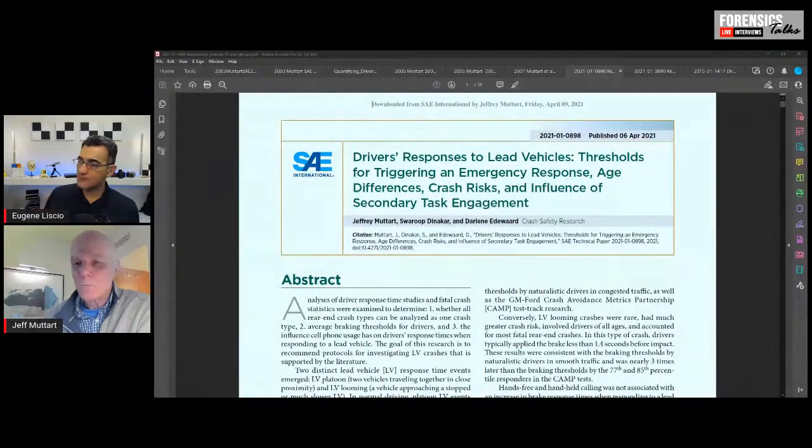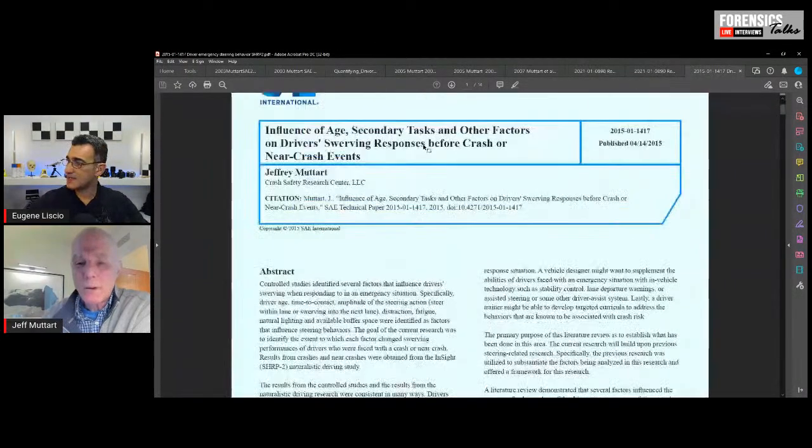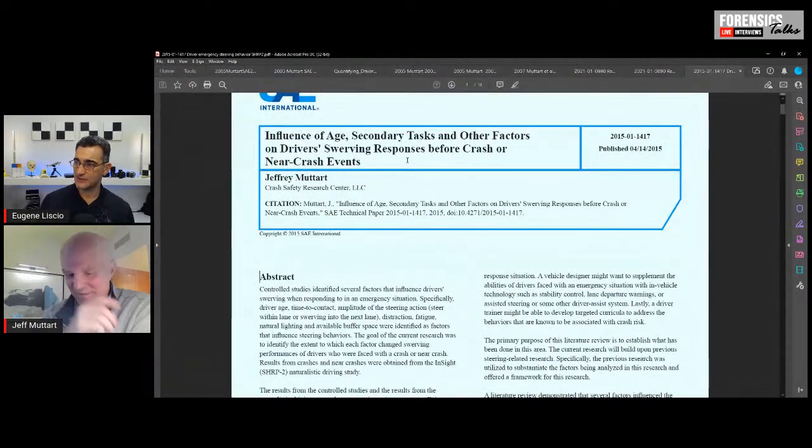Well, look, let me just keep going here. But I want to move forward to 2021 and some of the work that you've been doing, because you've continued on with some of the driver responses to lead vehicles, and you've also done more work in the area of the influence of age, secondary tasks, and other factors on drivers. And this one says swerving responses before crash or near crash. So obviously, there's a bit of a gap there. I know you've done some other things in between, but this is 2021, so this is fairly recent. So can you tell me a little bit about what you found in some of these particular studies?